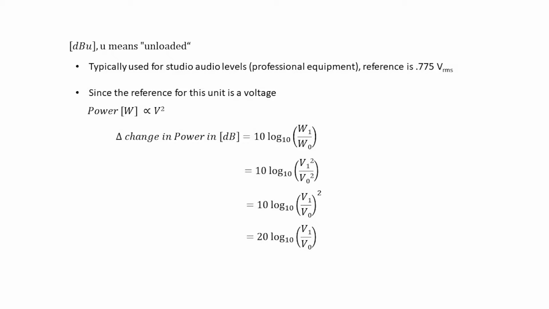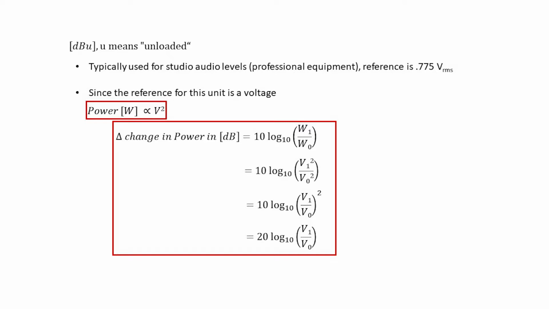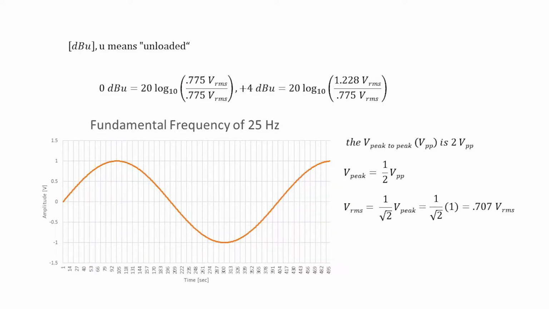It's just an average of the waveform in a way, and I'll show you an example as we go on. But one thing you should also understand is that since this is a volt reference, the power is proportional to volts squared. So when we go through this, instead of using 10 log base 10 when dealing with voltage units, we need to do 20 log base 10, and you can see why in this equation. So 0 dBu would be 20 log base 10 of 0.775 volts RMS over 0.775 volts RMS.